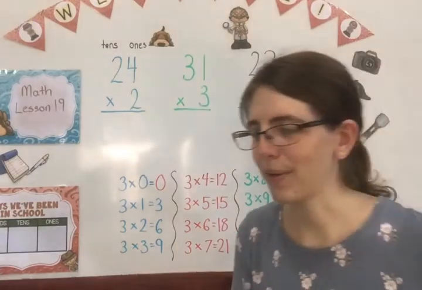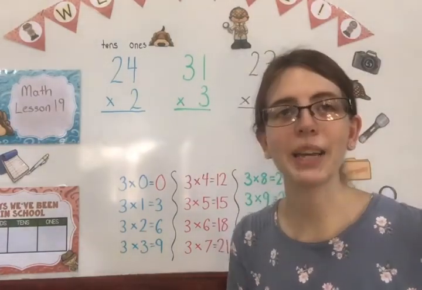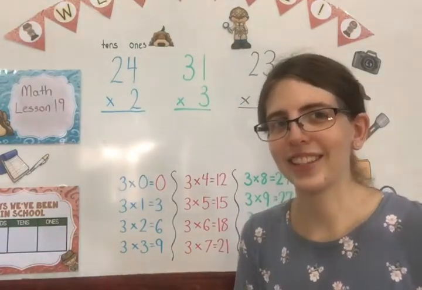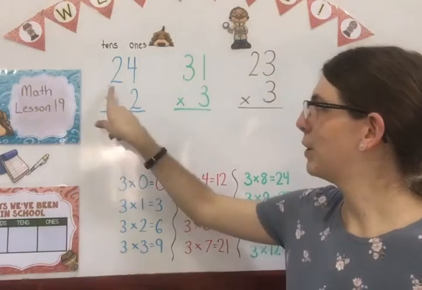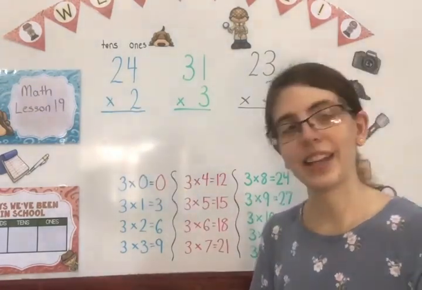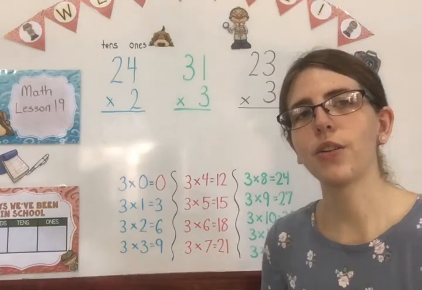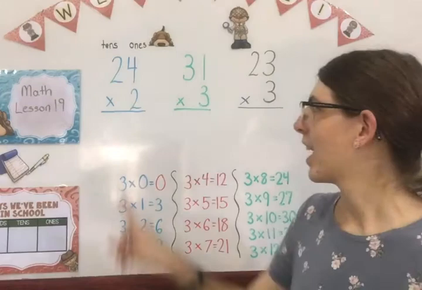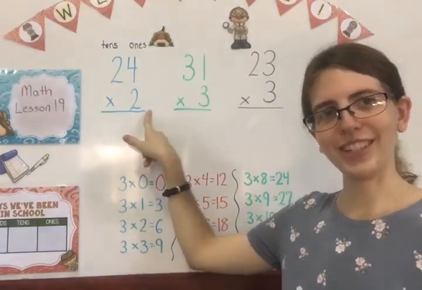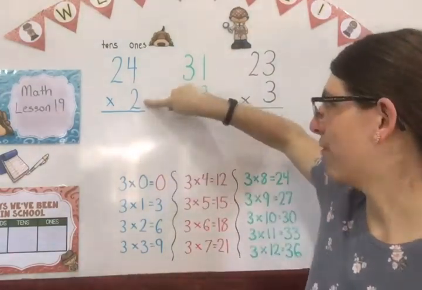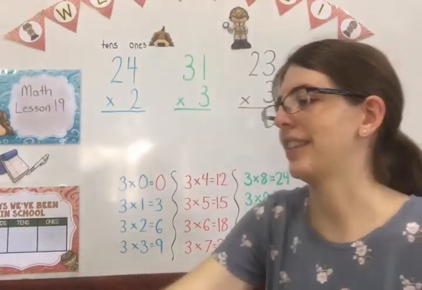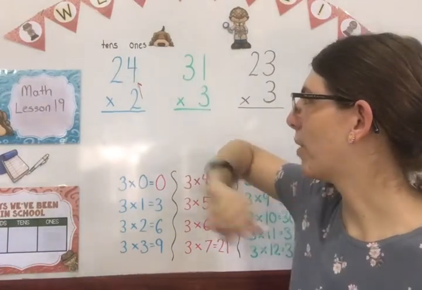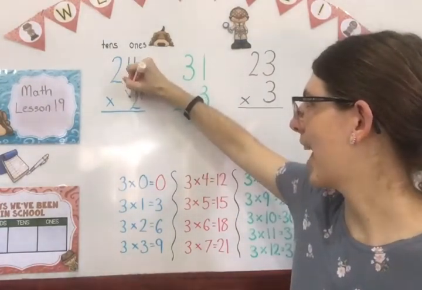Nice job. Okay, now we're talking about your multiplication. Multiplication of a two-digit number. So look up here at this blue problem. 24 times 2. I want to know the answer to this problem. It's very, very simple. You take your bottom number, which is a 2, and you multiply it first by your number in the ones place. Then you multiply it by your number in the tens place.